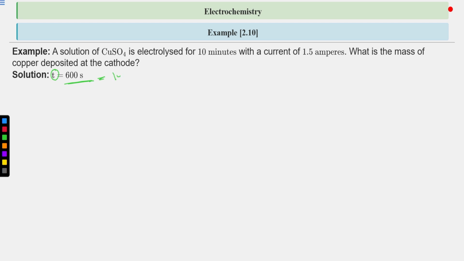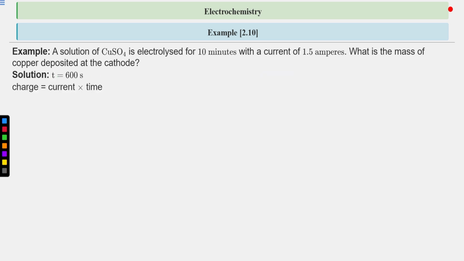Basically, we have been given 10 minutes time, right? So if you know 1 minute has 60 seconds, then 10 minutes is 10 times 60, which means 600 seconds, right? So similarly, we have written that time is given as 600 seconds.